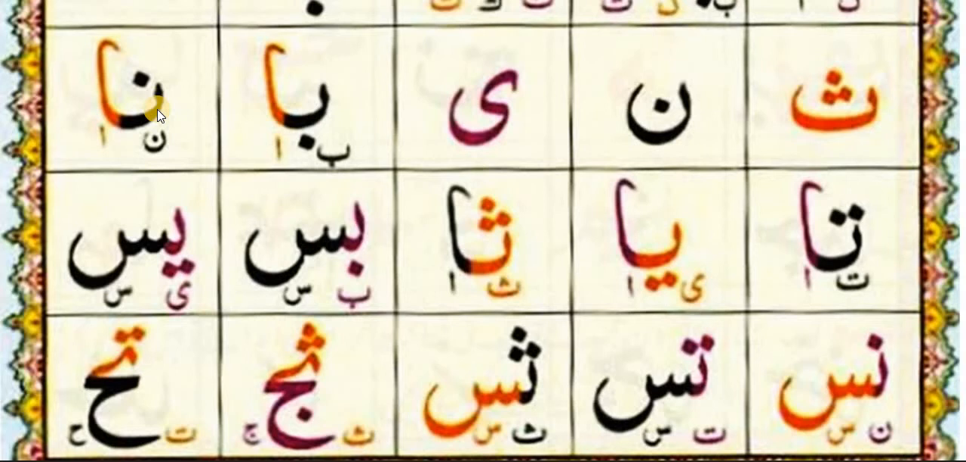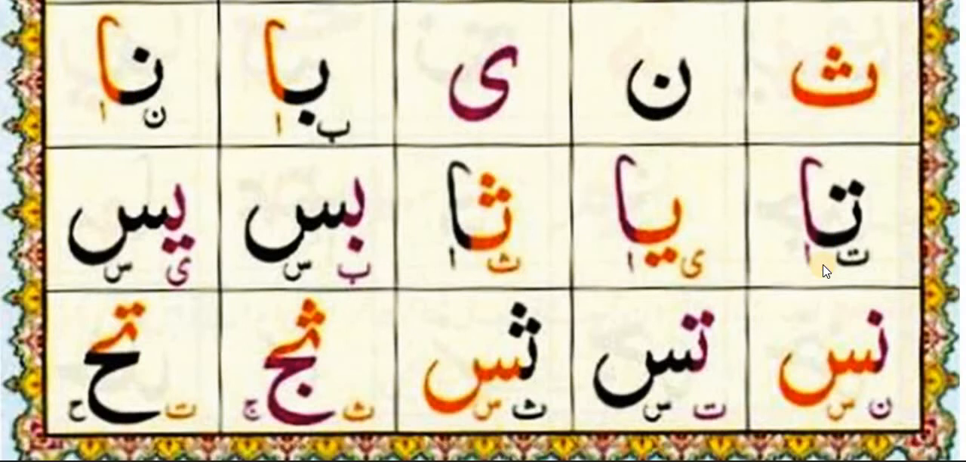Now please repeat after me. Noon alif. Next is the short form of ta because ta has two dots at the top, connected with alif. Ta alif. Ya alif, because ya has two dots at the bottom, so it is the short form of ya connected with alif.